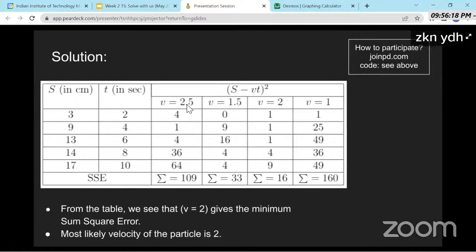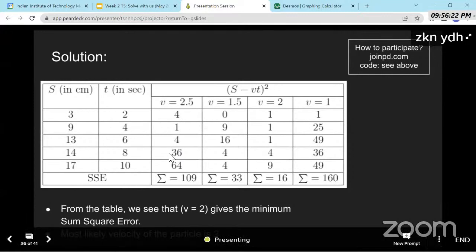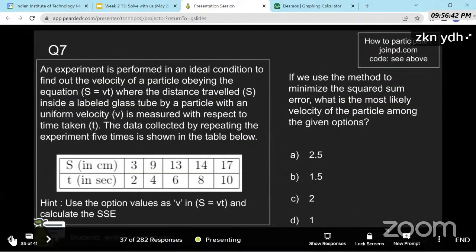So using those 4 options, you will calculate individually for this. You will find the SSC for the first option, individually for the second option, for the third option, and for the fourth option. And then you will check which is giving the least value. You will find that V equals 2 is giving the least value, and this is the answer to what particular question was asked.